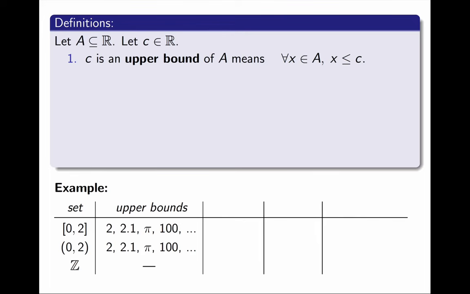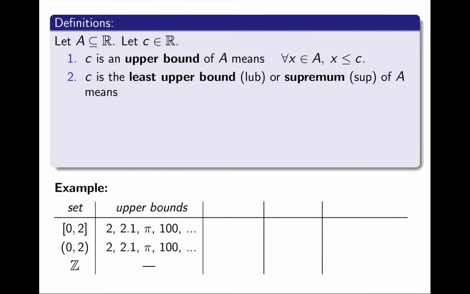Let's go back to the two intervals. What's special about the number 2? Of all the upper bounds, 2 is the smallest. And yes, that applies to both intervals. Great! This is the key idea. This is all I need. Let's give it a name.